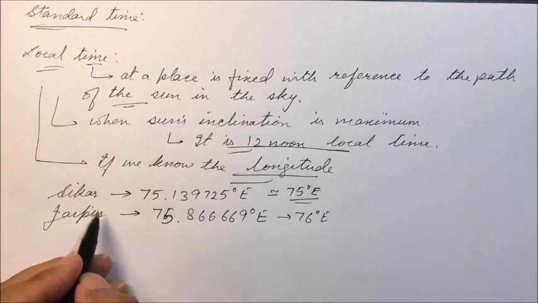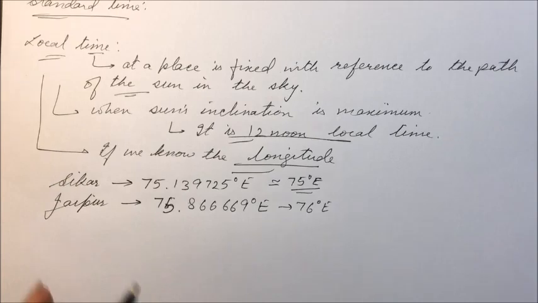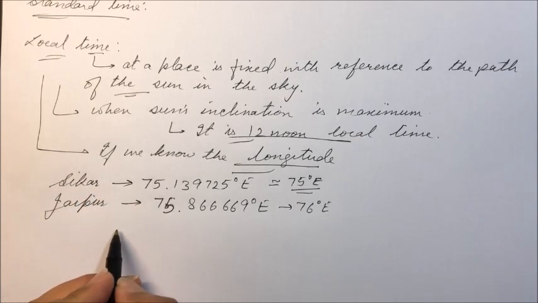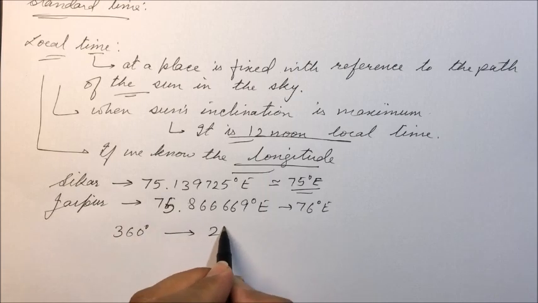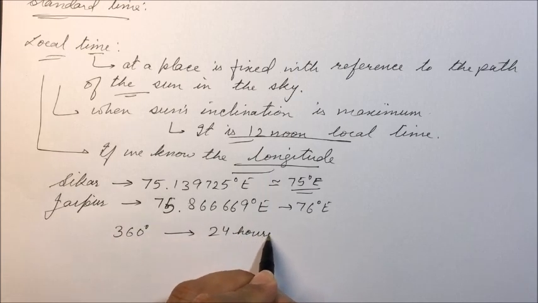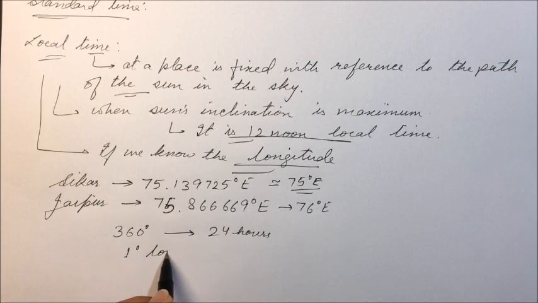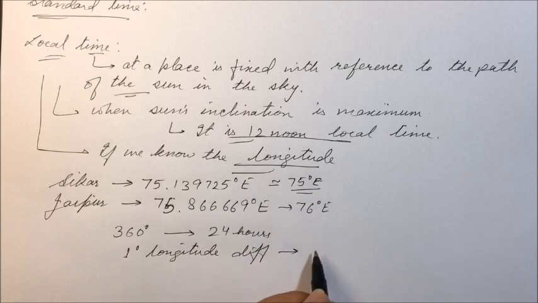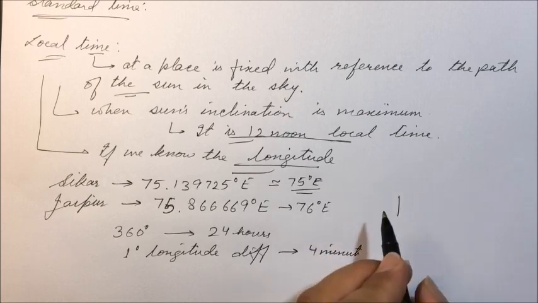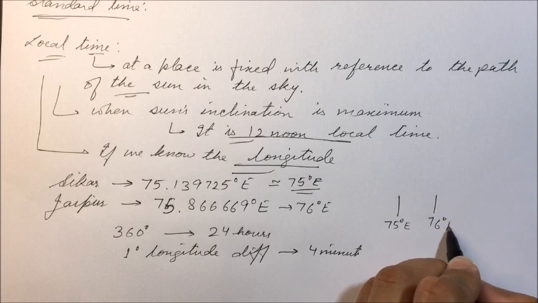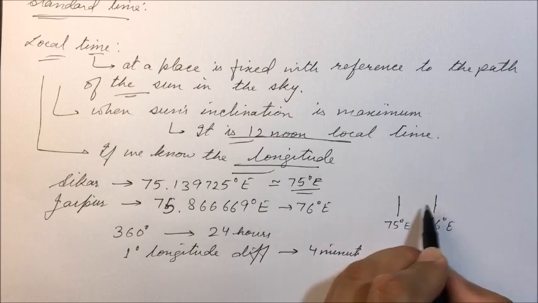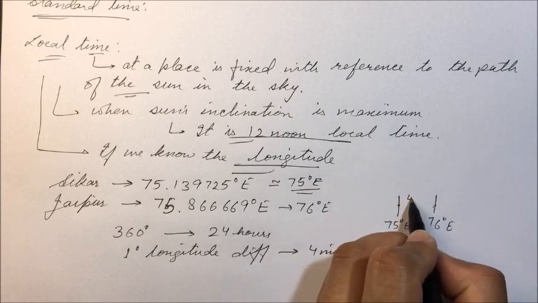So there is a difference of 1 degree longitude, and we have discussed that the Earth's 360 degree longitude is covered in 24 hours, and 1 degree longitude difference is covered in 4 minutes. For example, this is 75 degree east, this is 76 degree east. So the time difference between them will be 4 minutes.